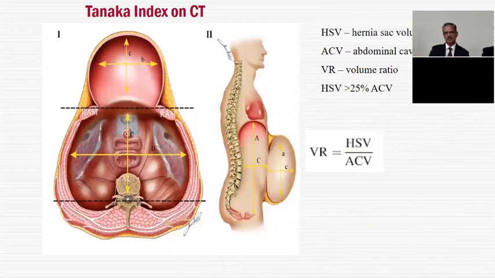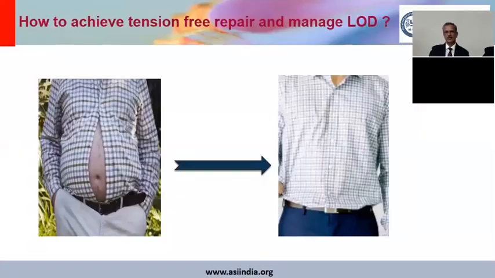This is what is known as the Tanaka index on CT scan, where you can see the ratio of the hernia sac volume compared to the abdominal cavity volume, which is more than 25%. We have to optimize these patients, and we cannot just push the hernia contents into the abdominal cavity.